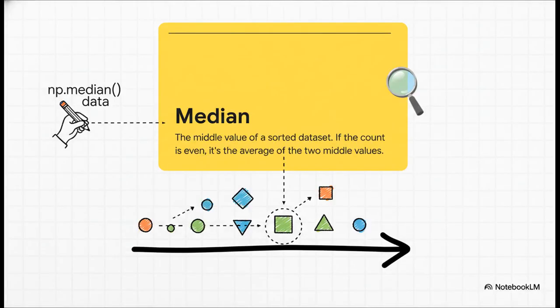And next, we have the median. Now, the key difference here is the process. To find the median, you have to sort all your data first, from the smallest number to the largest. The median is simply the number that lands smack dab in the middle of that sorted list. And of course, you don't have to do that by hand. NumPy handles all the heavy lifting with np.median.